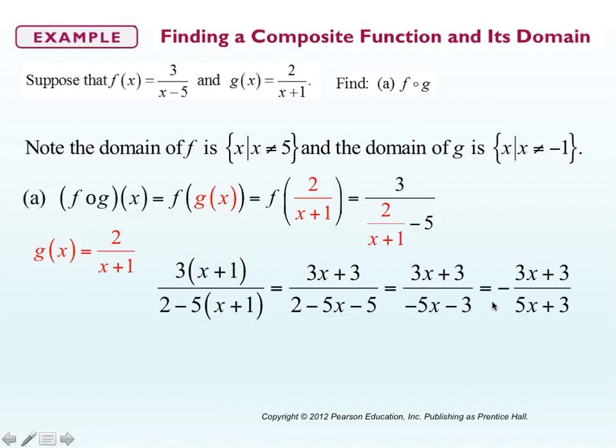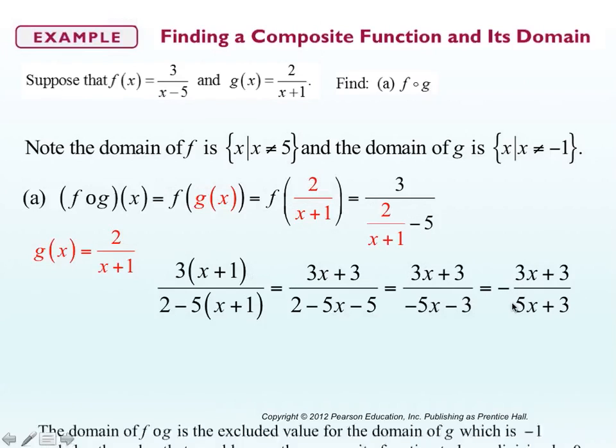And we just go ahead and rewrite this with the negative out front just so it looks a little bit nicer. This is not necessary, but we've just pulled a negative out of the denominator just to clean it up a little bit. So we still have 3x plus 3 in our numerator, but out of our denominator, we've pulled the negative. So we have 5x plus 3 in our denominator, and then the entire fraction is negative.